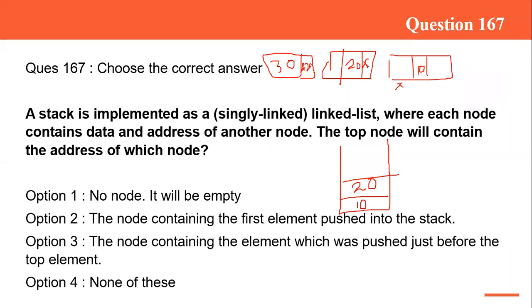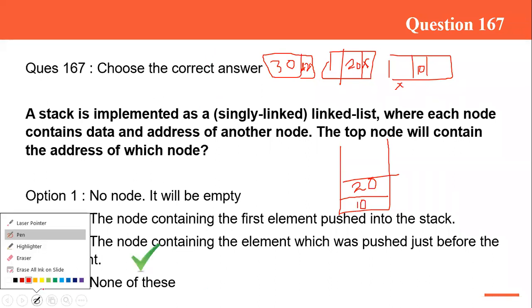So what should be the answer? This is how we implement stack, right? Stack using linked list. No node, it will be empty? No, it will not be empty. Top will not be empty when there are nodes; if the list is empty, maybe it should be empty. But node containing the first element pushed into the stack? No, it will not store the first element. Node containing the element which was pushed just before the top element. Whatever the element was there before that, that address will be stored in the current node. So the answer is option 3. Okay, understand that carefully.